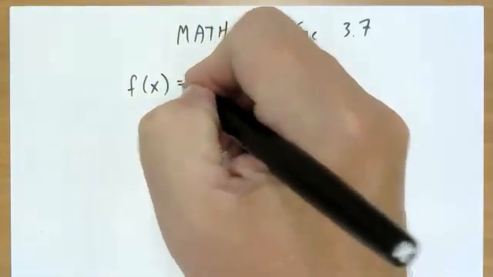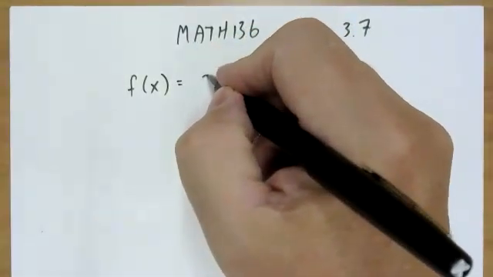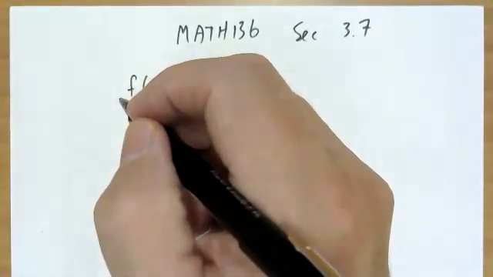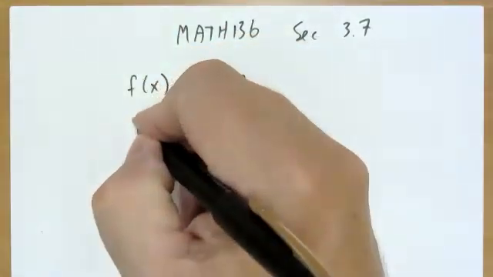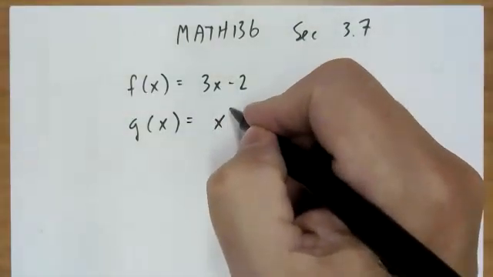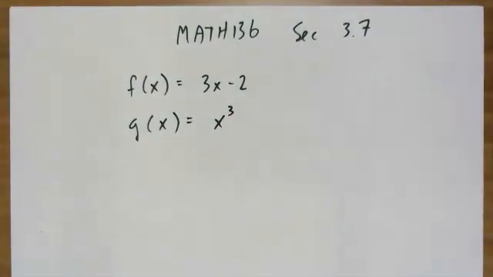So for this first problem, f of x is going to equal 3x minus 2. But now we have a second function, g of x, which is going to be x cubed. What this problem wants us to do is four mathematical operations with these two functions. You notice how the word function is used a lot. It can be sort of confusing.